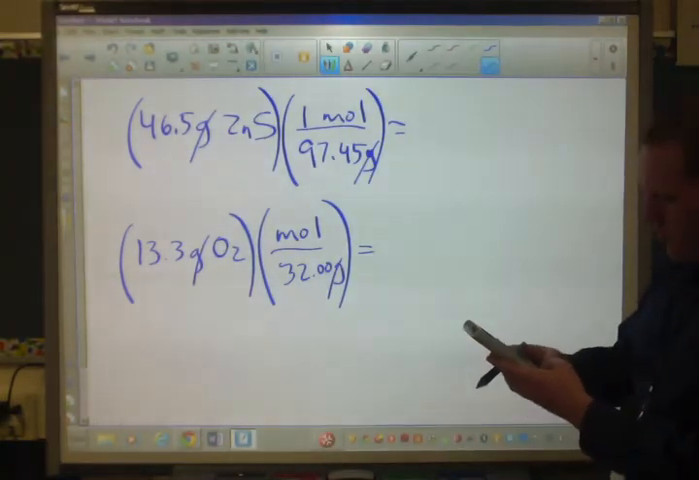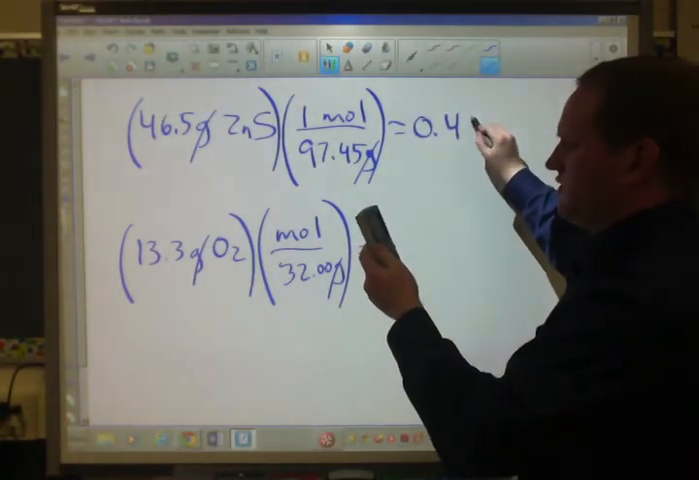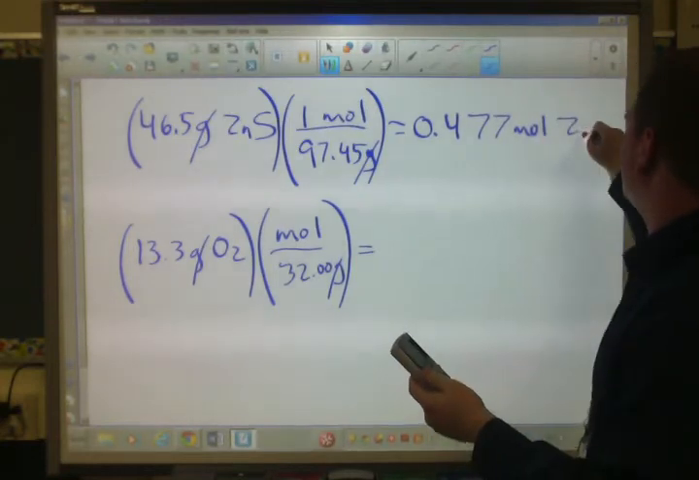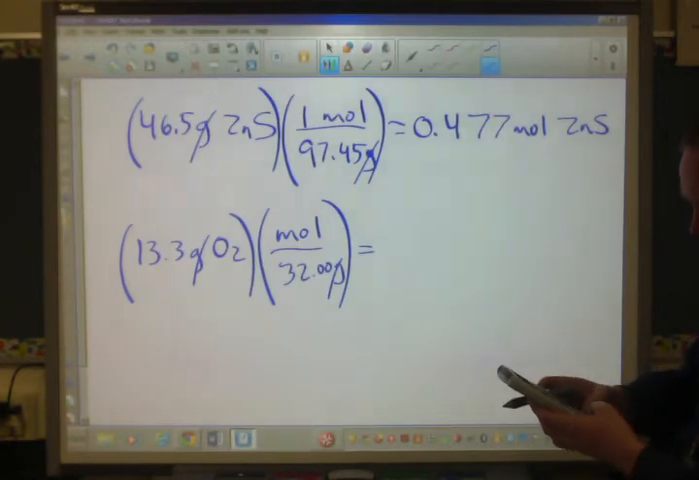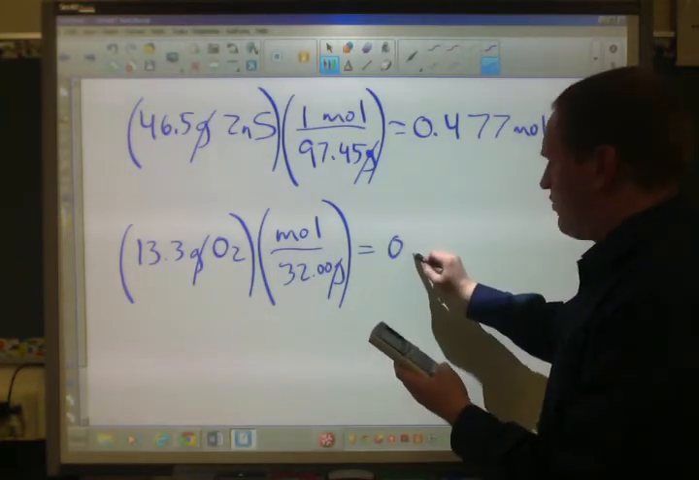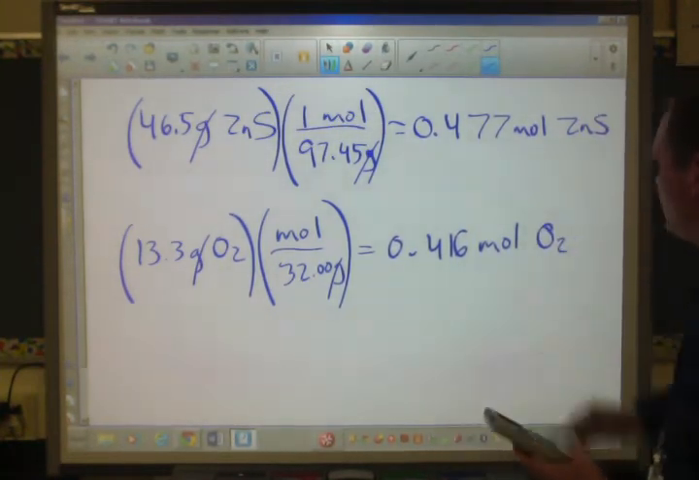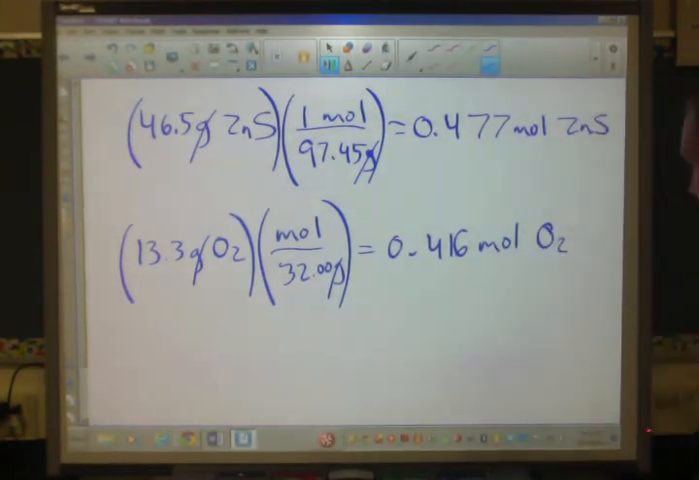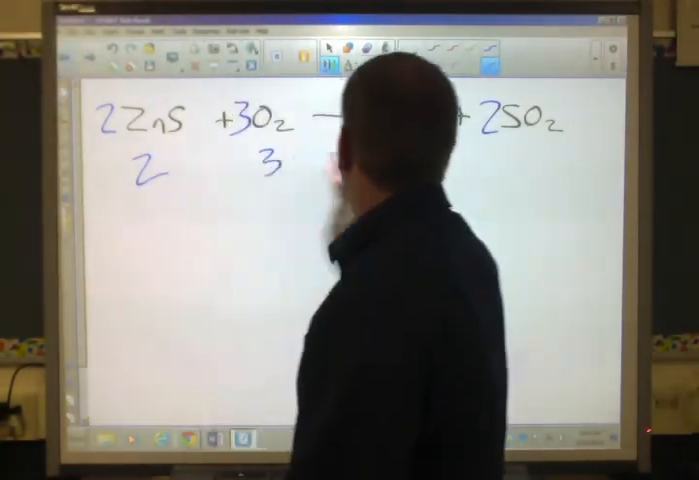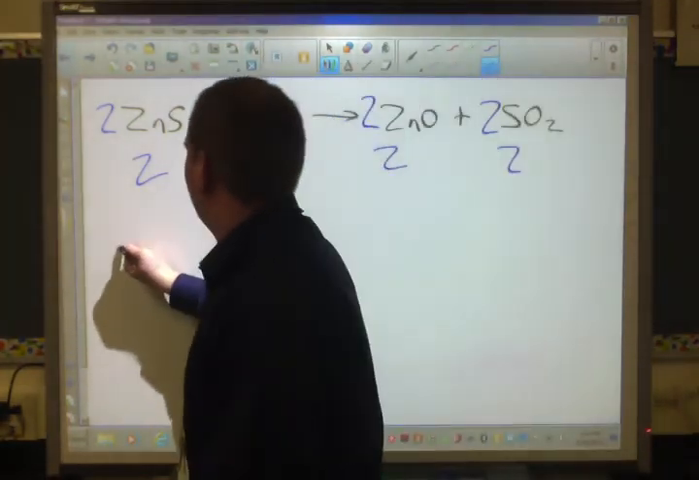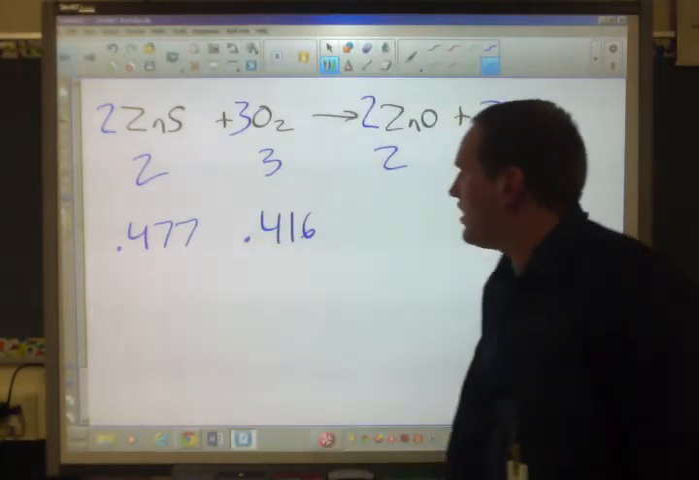Alright, so 46.5 over 97.45 equals 0.477 moles of zinc sulfide. And here we get 13.3 over 32 is going to be 0.416 moles of O2. So let me rewrite these numbers on the last slide. 0.477, 0.416.